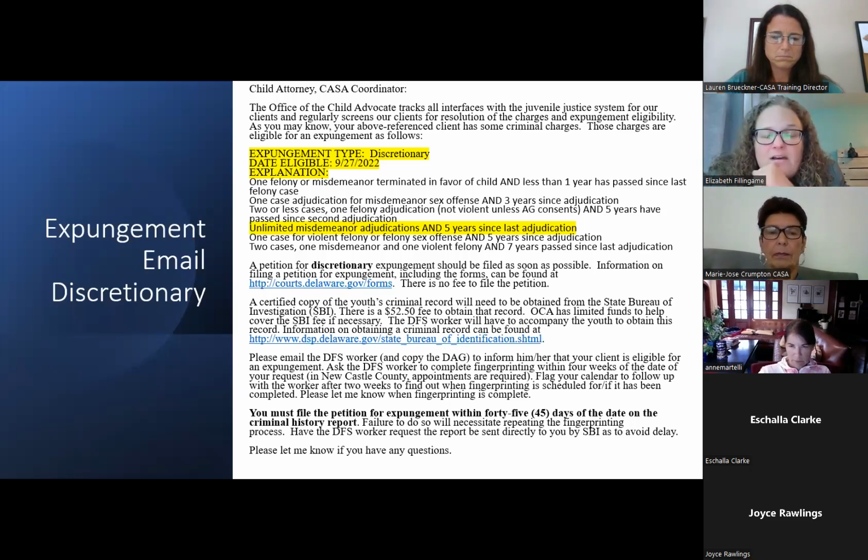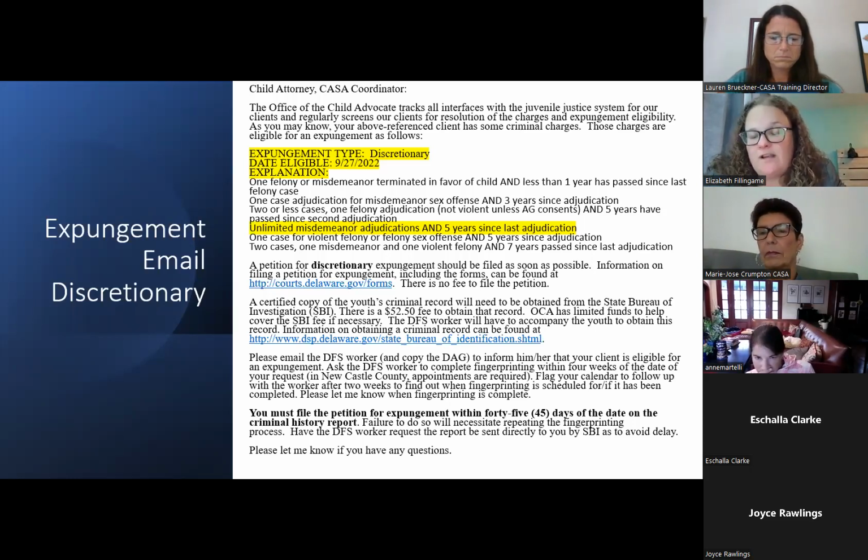It tells them this is where you can find the forms. There is no fee to file the petition. They have to get a certified copy of the youth's criminal record. So even though coordinators have access to JELGIS and can see their criminal history, that's not sufficient. The youth has to be taken to be fingerprinted. If the youth is under 18 and DFS holds custody, DFS has to be the one to take them. No one else can take them.